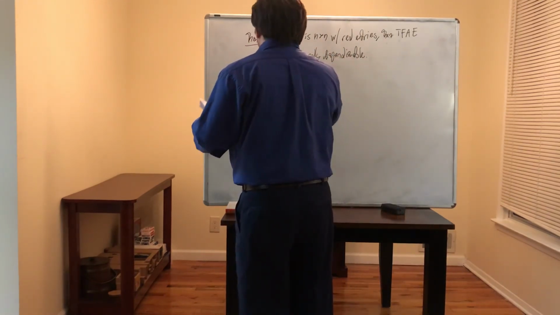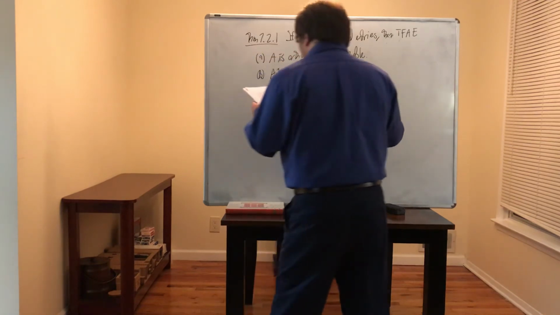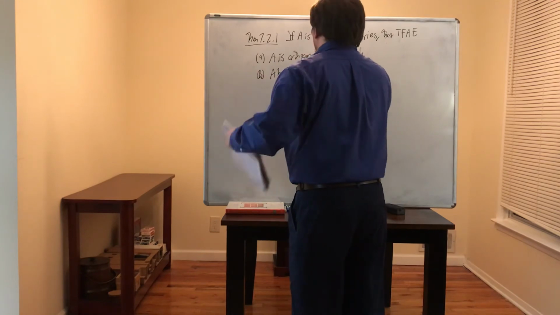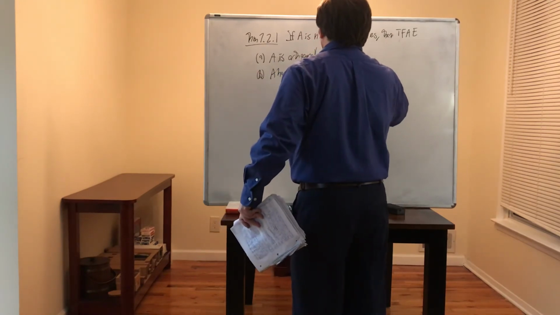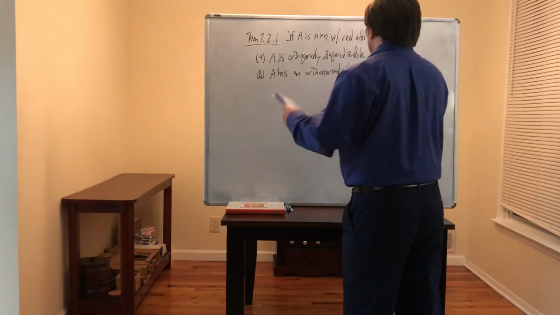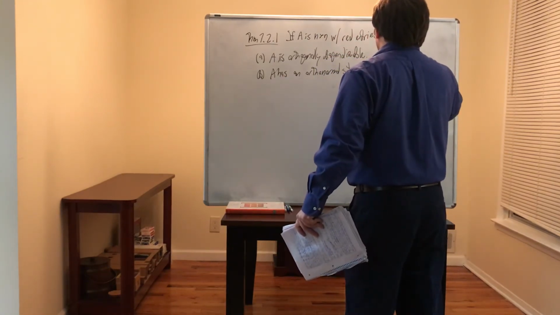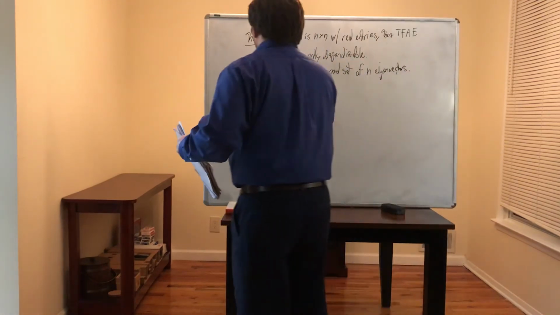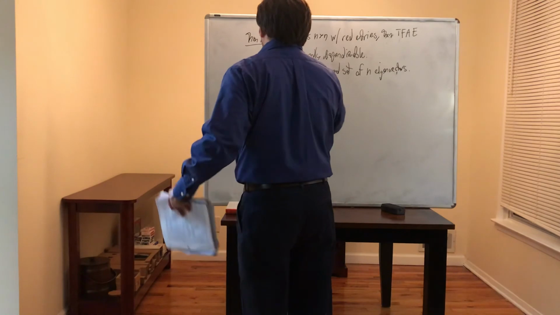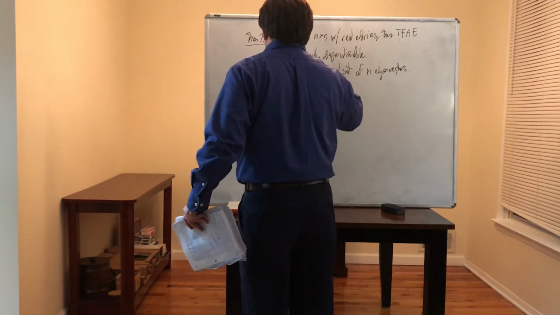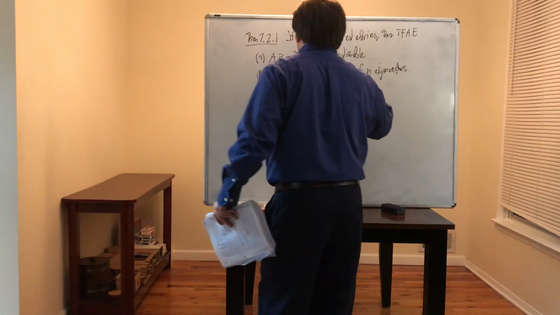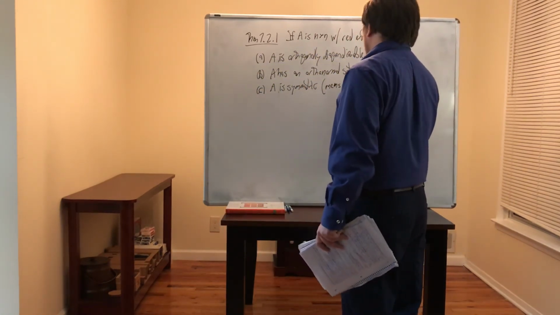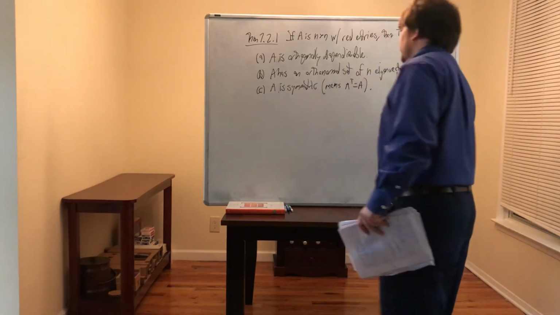B, A has an orthonormal set of n eigenvectors. And statement C is A is symmetric. And just a reminder what symmetry means: A is symmetric means that A transpose is equal to A.